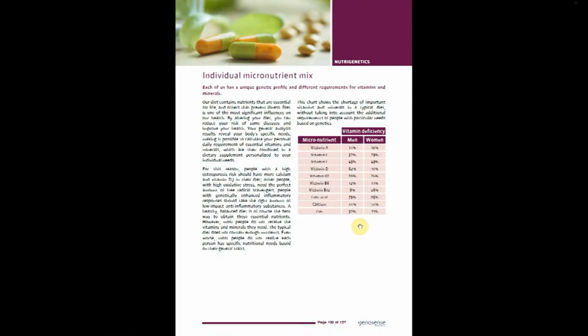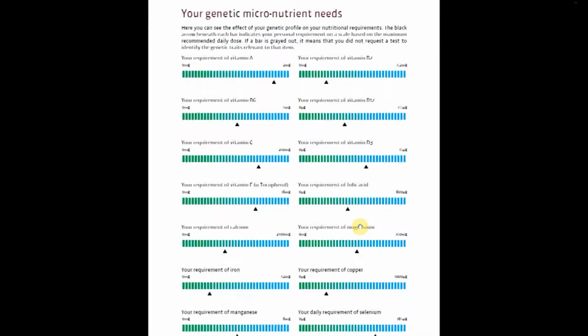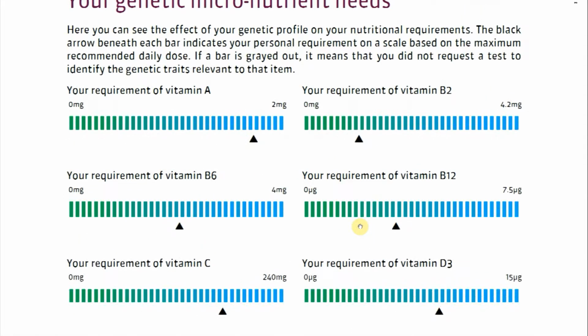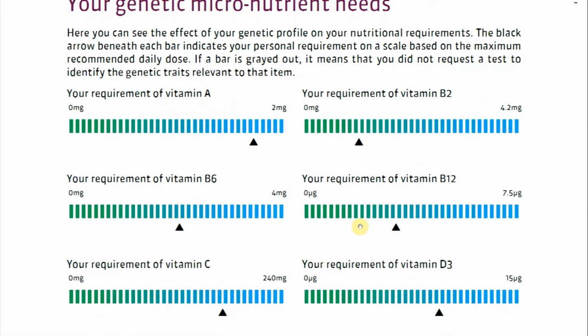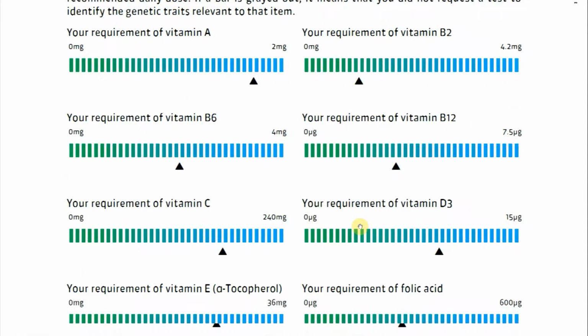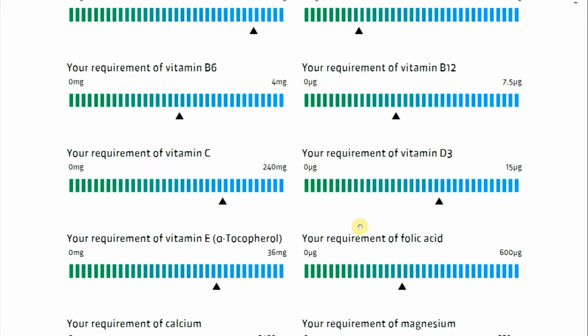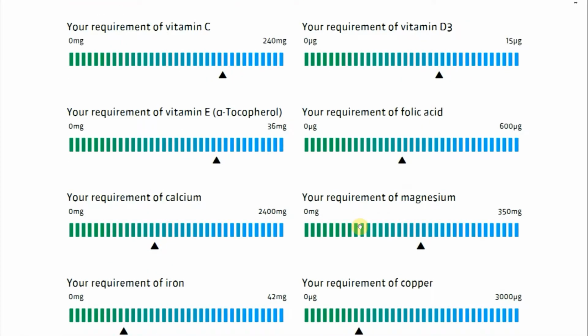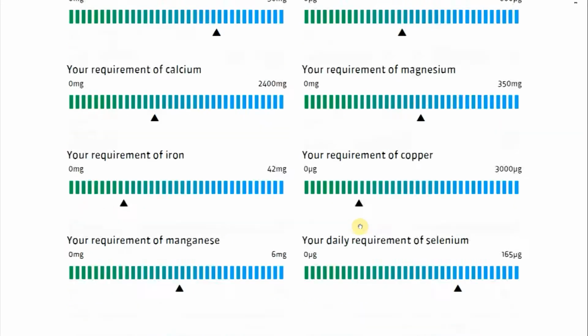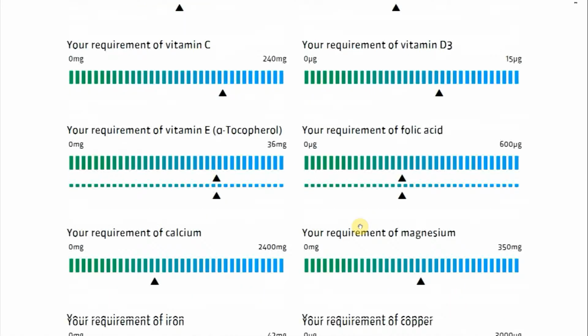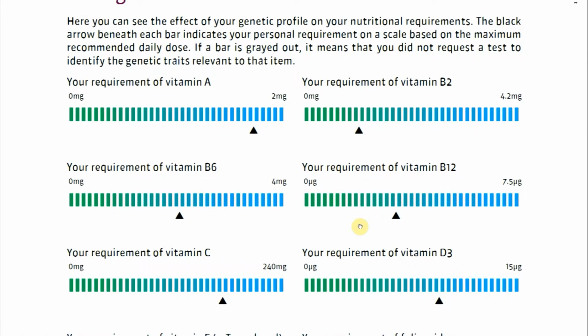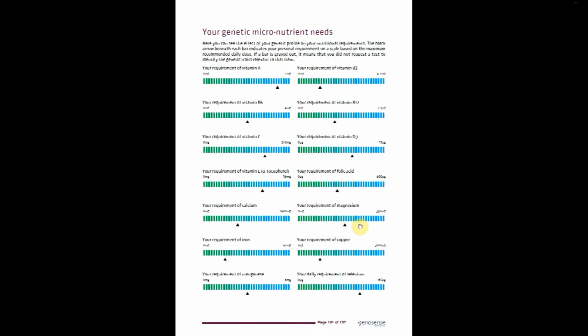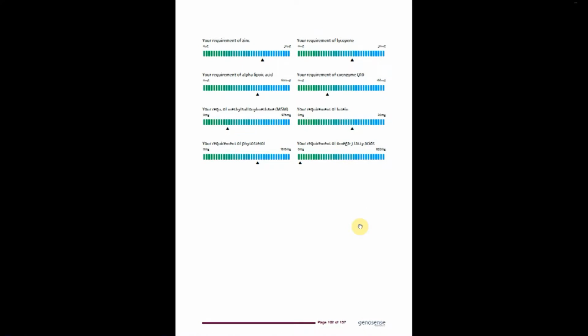So here again is information about micronutrients, and here you see some scales, and you see your requirement of vitamin A. So it's actually quite high in this case. Vitamin B6 is moderate, vitamin C is a little higher, vitamin E is the same, calcium is lower, iron is quite lower, and so on. So all of these vitamins and minerals that are contained within food and different food types are evaluated here. And we can tell you which amount we would recommend based on your genetics.